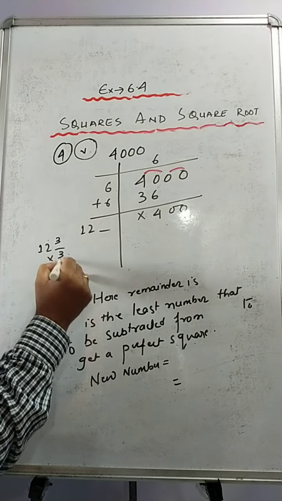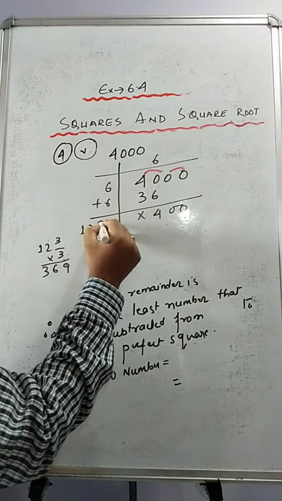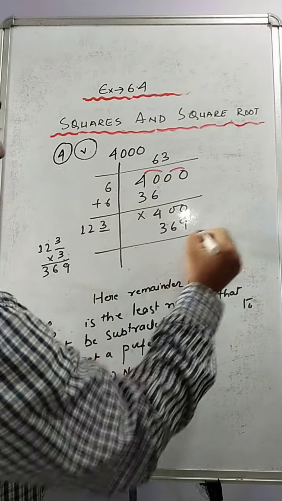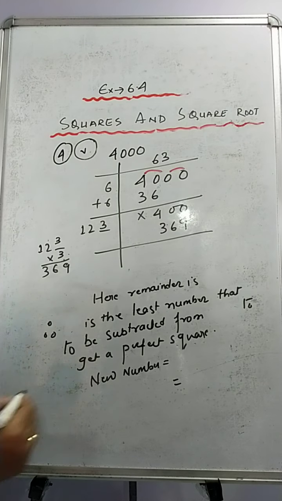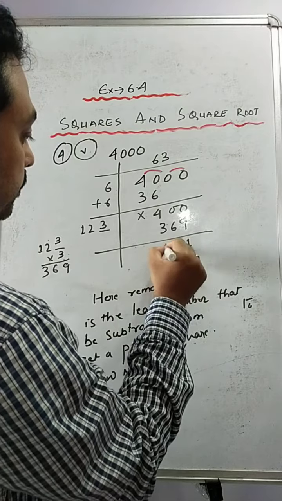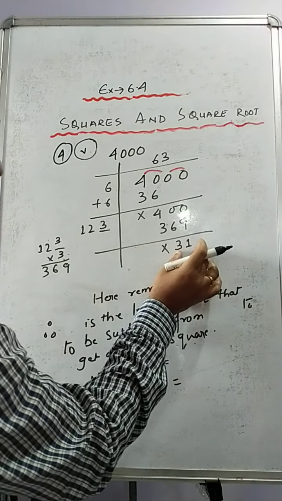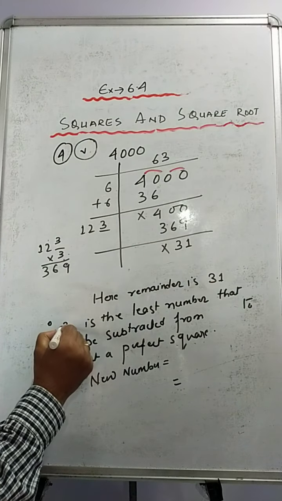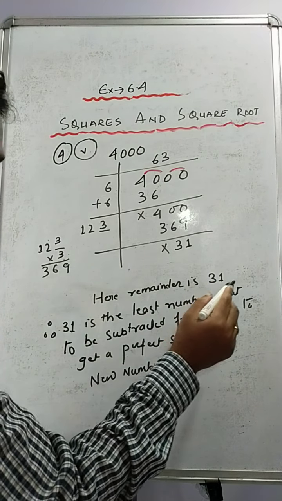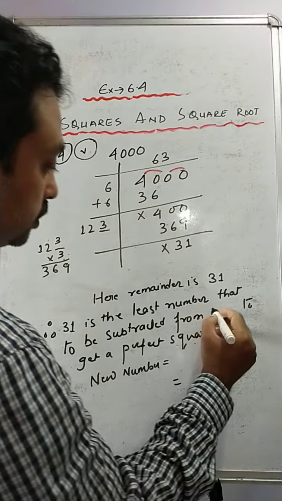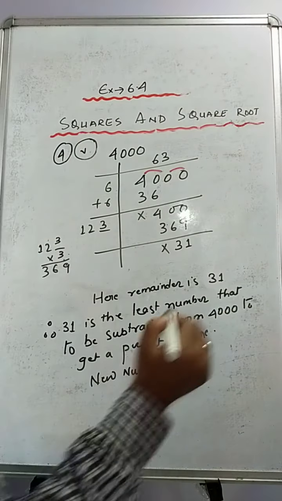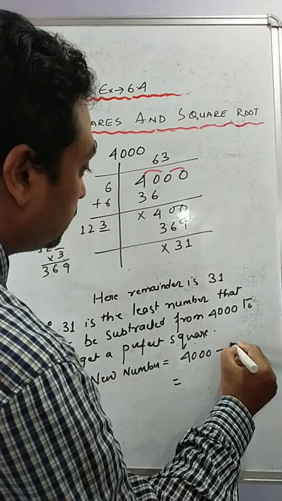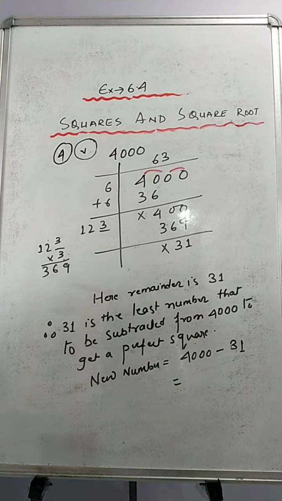Okay, 3 3s are 9, 3 2s are 6, 3 1s are 3. So 3 is the right choice. So 3 3 and 369. Now after subtraction we'll get the remainder as 31. So this time the remainder is 31. So 31 is the least number that is to be subtracted from 4,000 to make it a perfect square. So what is the new number then? 4,000 minus 31. Fine, 4,000 minus 31 is what?